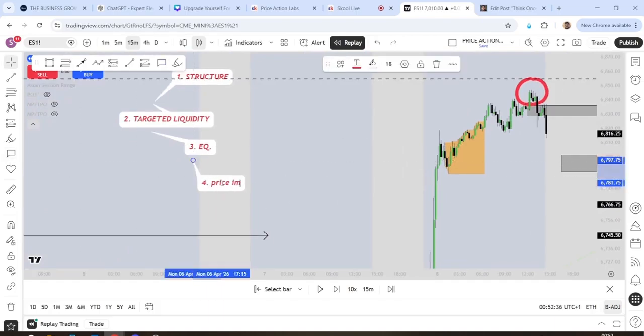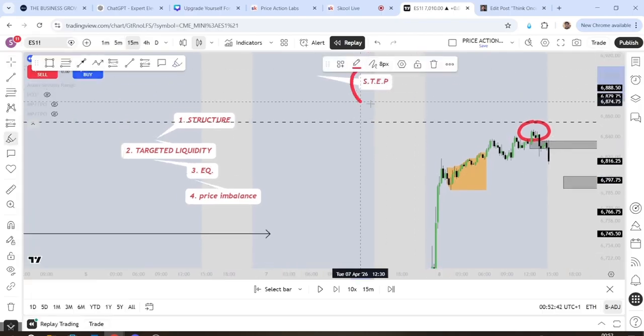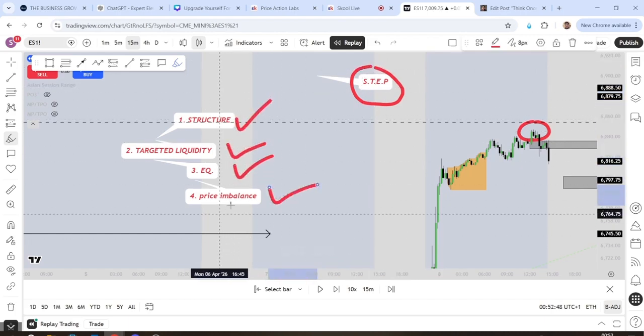I prefer to call it price imbalance because it just sounds more professional, and I like to keep it nice and simple so you can remember. Just remember the 4-step process. So just remember STEP, right? Structure, targeted liquidity, EQ, and price imbalance.